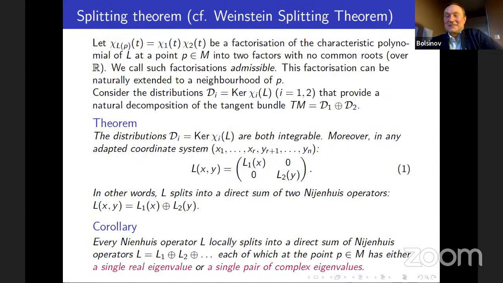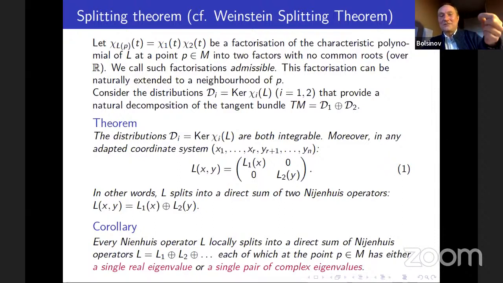Splitting theorem. I want you to compare this with Weinstein's splitting theorem. So what is it about? Let's consider the characteristic polynomial of our operator, and imagine that at a given point this characteristic polynomial splits into two factors without common roots. We say that this is an admissible factorization. Then it's easy to see that you can extend this factorization into the whole neighborhood of this point, and after this you can construct two very natural distributions.